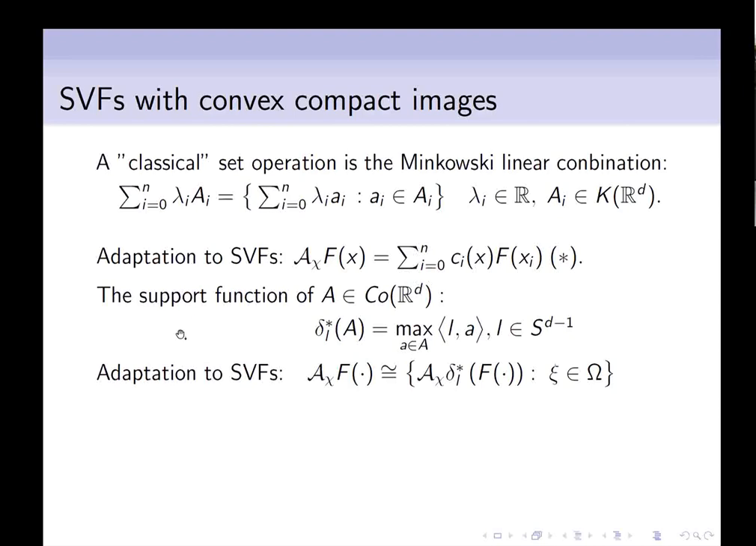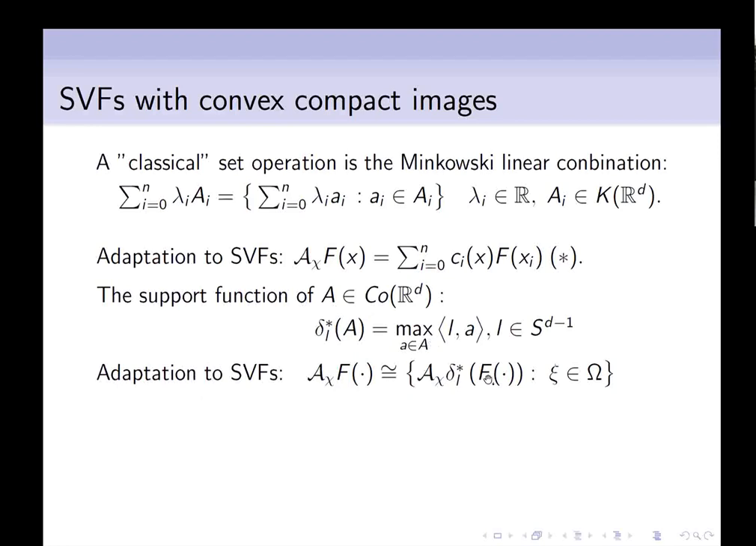Another tool is a representation of convex sets by their support functions. Here is the definition of it. There is a one-to-one correspondence between a convex set and its support function. If A is non-convex, then the support function determines the convex hull of A. So this representation is appropriate only for convex sets. And if we have a representation for convex sets, we have a representation for multifunctions with convex images, and we may construct an adaptation in the following way.